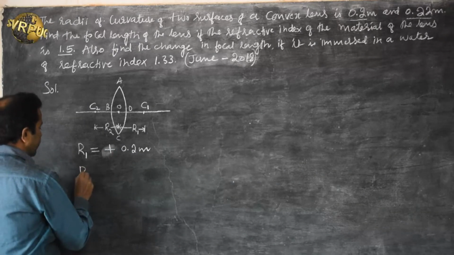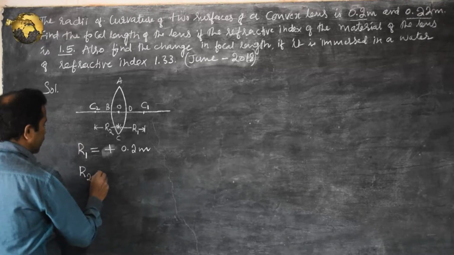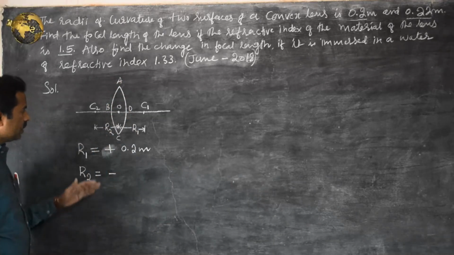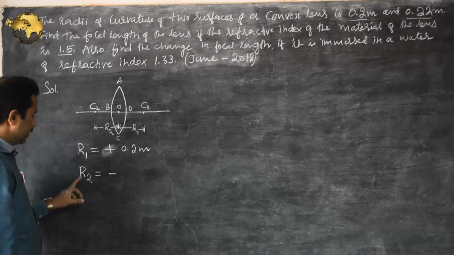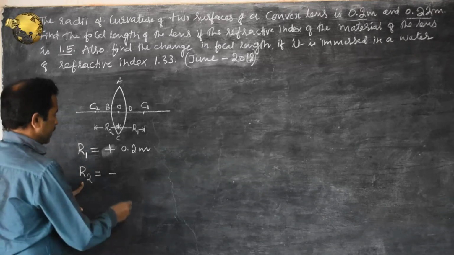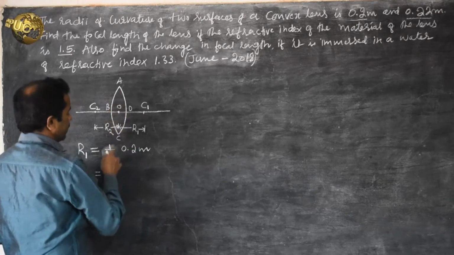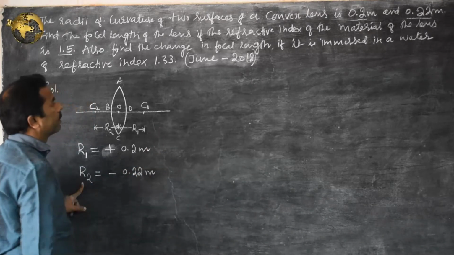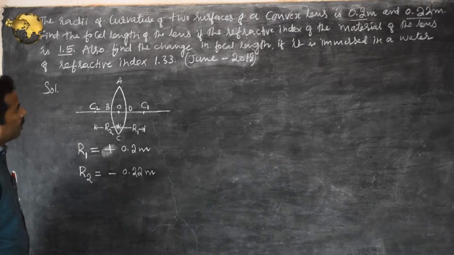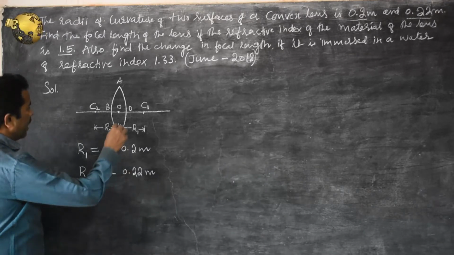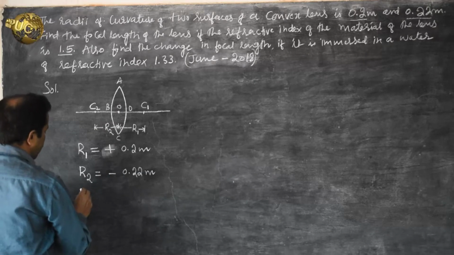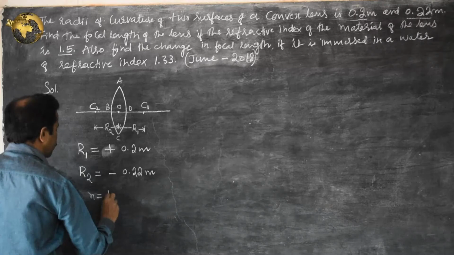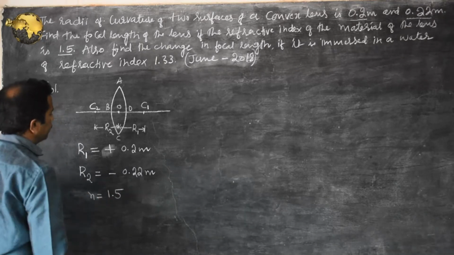Next, for the second surface, the radius of curvature R2 is negative, because it comes on the left hand side of the lens. So the radius of curvature for the second surface ADC is minus 0.22 meter. And the refractive index of the material of the glass, n, is equal to 1.5.